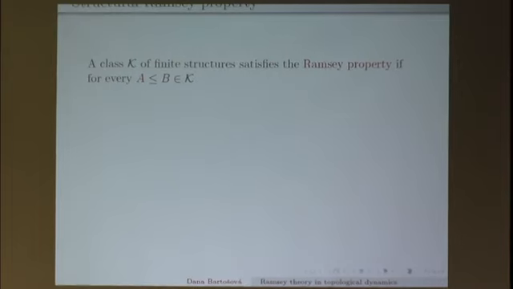So what is the Ramsey property? I'm really afraid what's going to happen with these slides, because this is really not the version I have in my email, so you might have to go there.